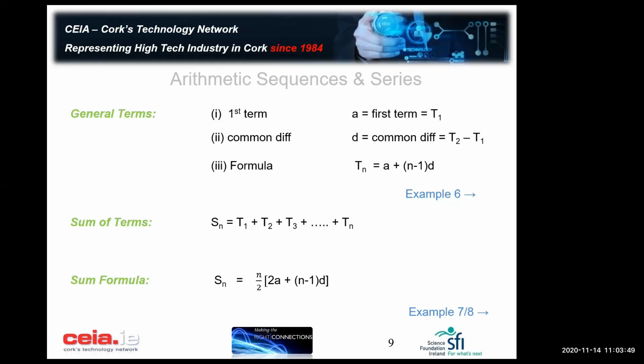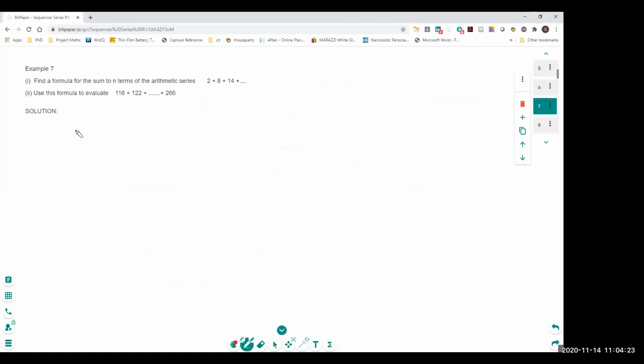So we continue with the sum of terms, and this is where you add up all of the terms in a sequence. And that is referred to as S of n, for sum. So S of n is equal to T1 plus T2 plus T3 up to Tn. And the sum formula, which is in your tables, is S of n is equal to n over 2 times 2a plus (n minus 1)d. On to example 7.